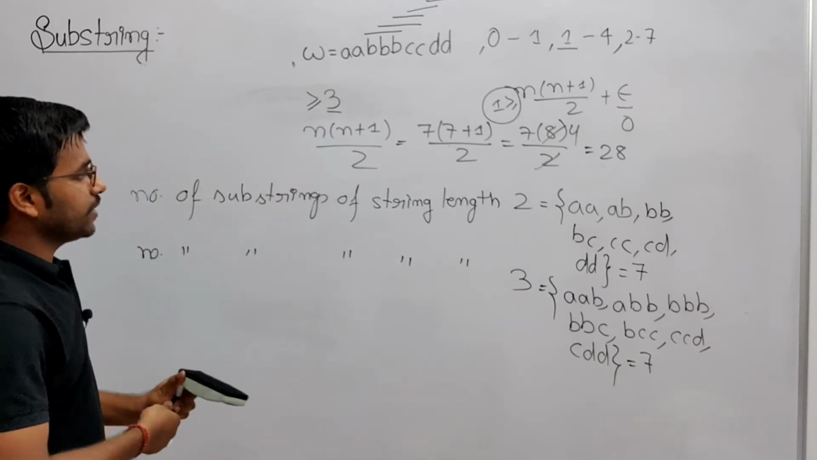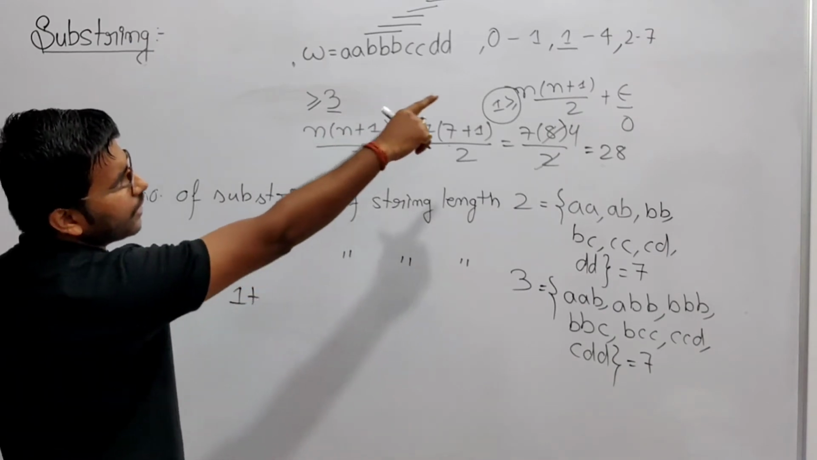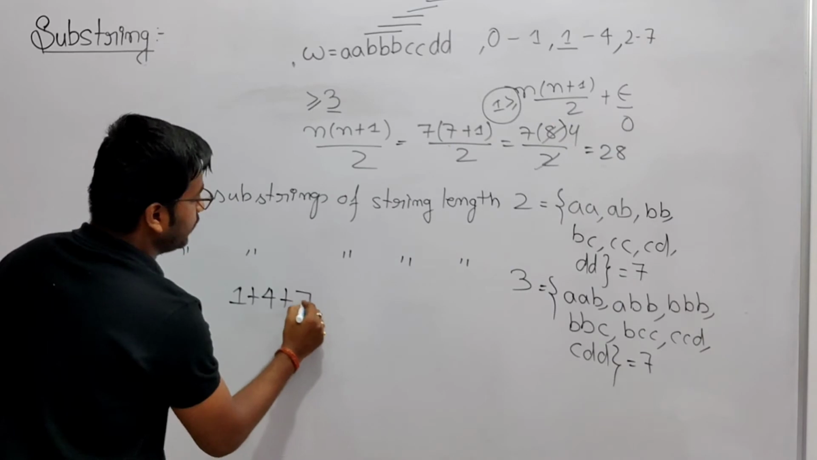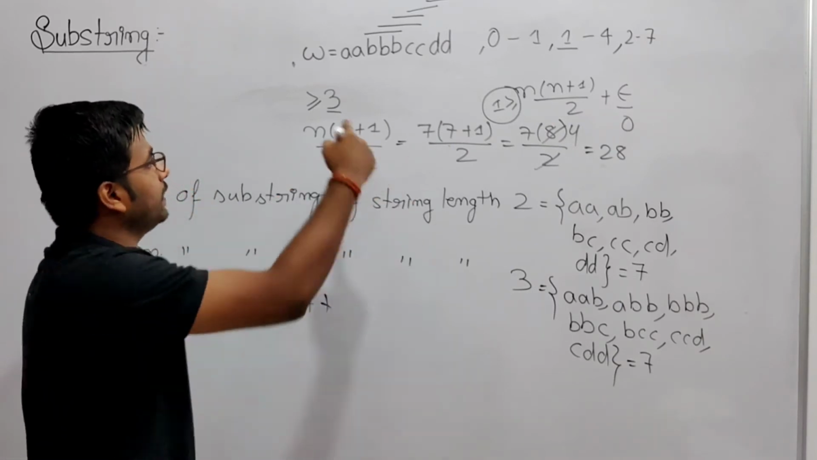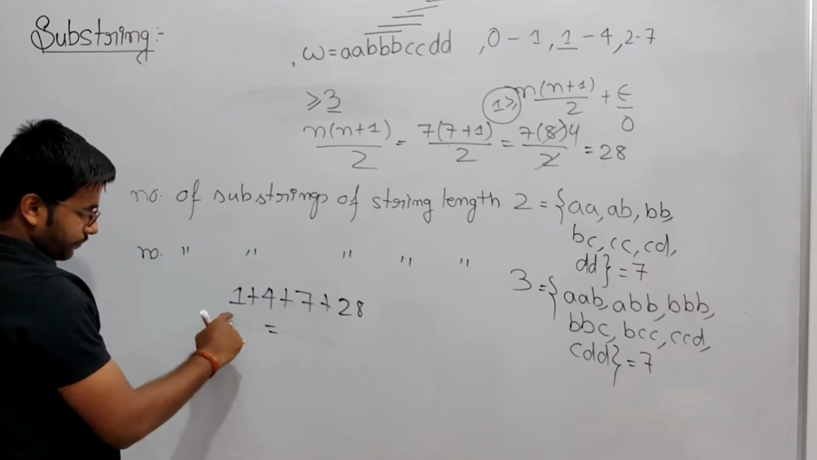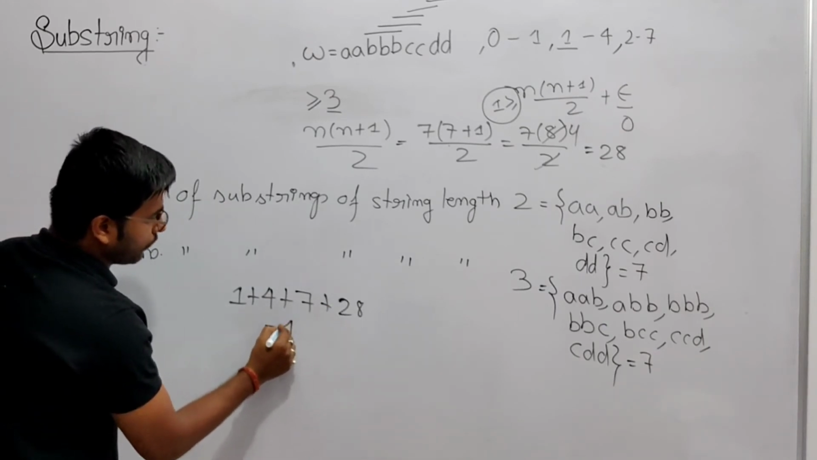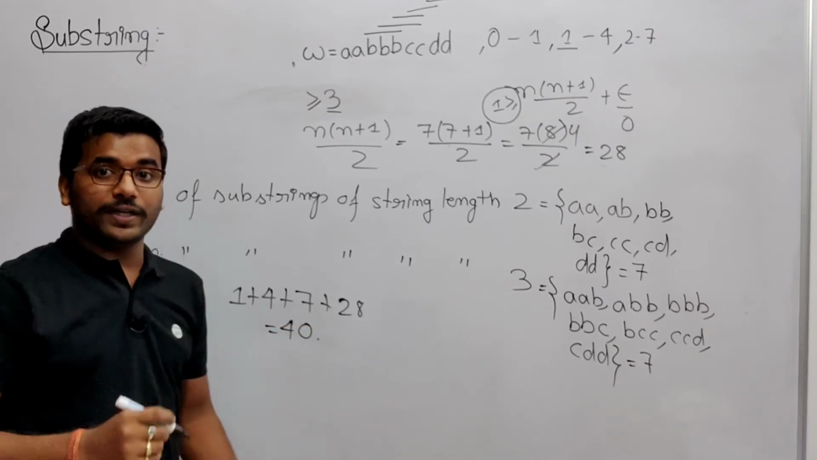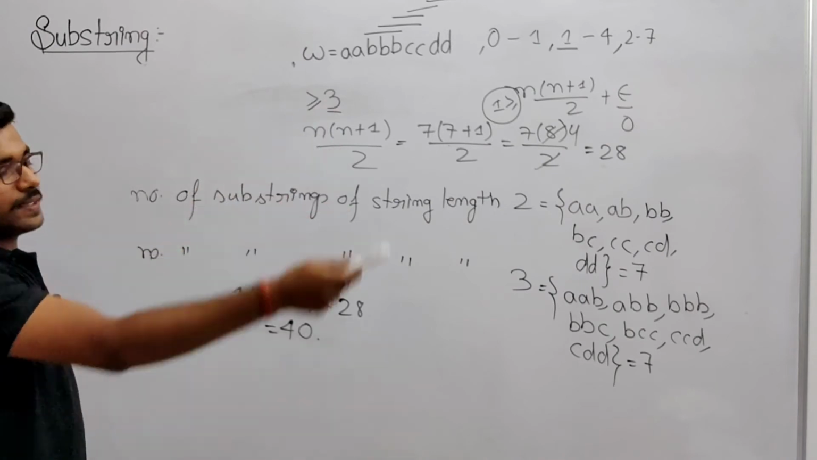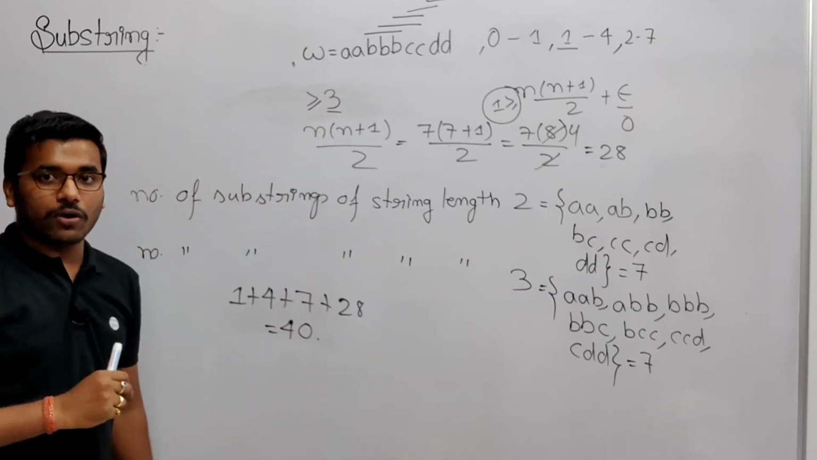So total substrings, how many did you get? Length 0 you got 1, length 1 you got 4, then length 2 you got 7. Now length 3 onward you got 28. Now see, this is your 35, then 5 is your 40. So you are going to get 40 substrings when the string is A, triple B, double C, double D. But if you apply that formula directly, you are going to get a wrong answer.